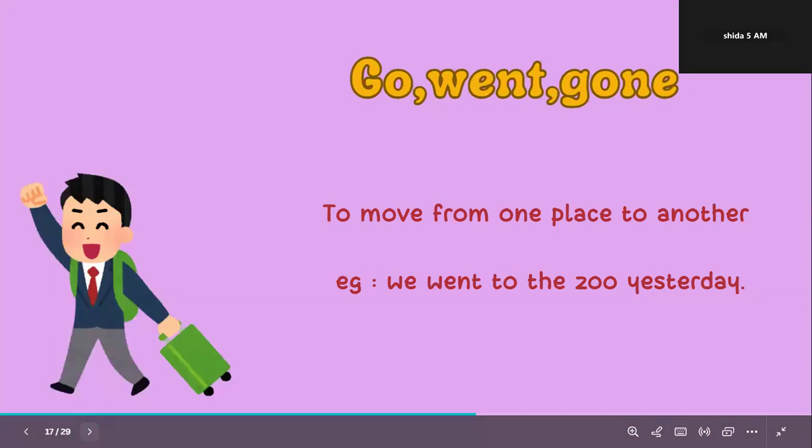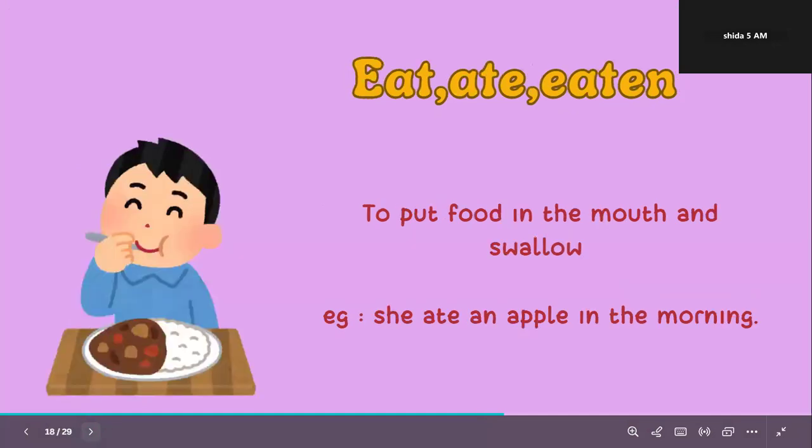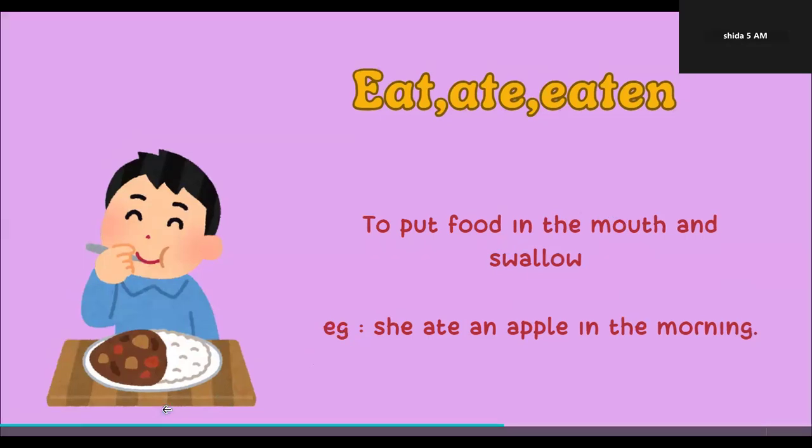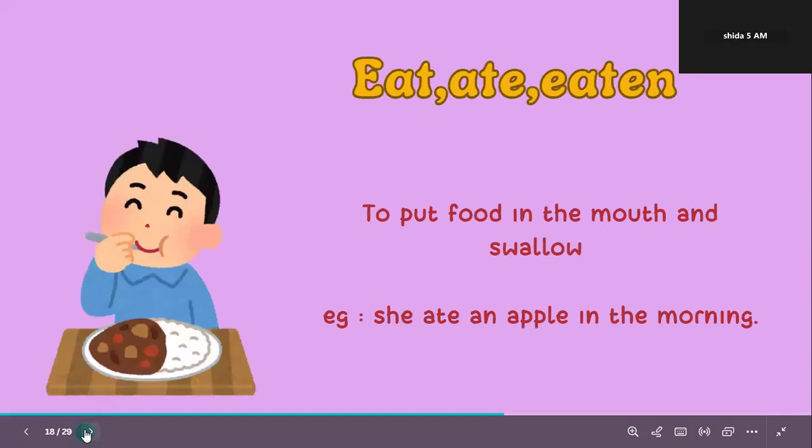Go, went, gone. To move from one place to another. Example, we went to the zoo yesterday. Eat, ate, eaten. To put food in the mouth and swallow. For example, she ate an apple in the morning.